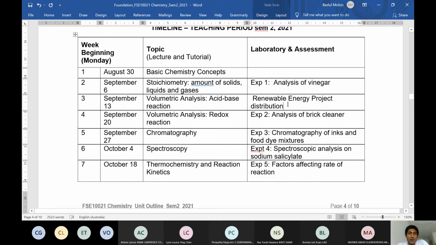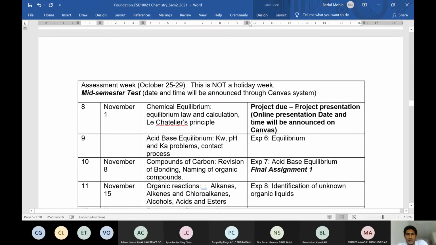And for this, I will form the groups since we are 10 now. So I'll put 3, 3, and 4. In one group there will be 4 persons, and in the other groups there will be 3 persons. So there will be 3 groups, and there will be renewable energy topics to be distributed so that you can get the renewable energy project.